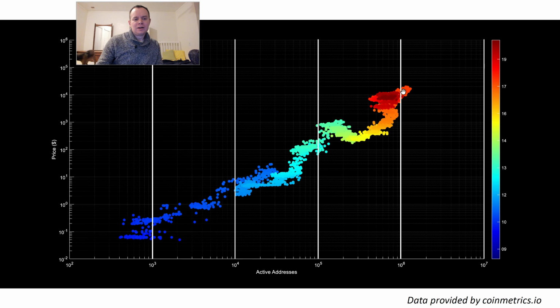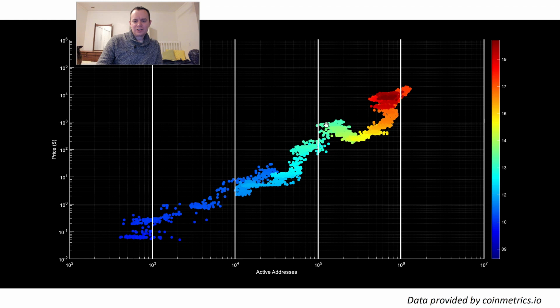what Bitcoin is doing. Now I want to point out how the time to go between each of these lines is getting longer, because back between, say, 1,000 and 10,000 active addresses, it only took about a year or so to go from 10 to the 3 to 10 to the 4. But going from, say, 2011 to almost 2014, or 2013 to 2014, it took 2 or 3 years between 10,000 active addresses and 100,000.